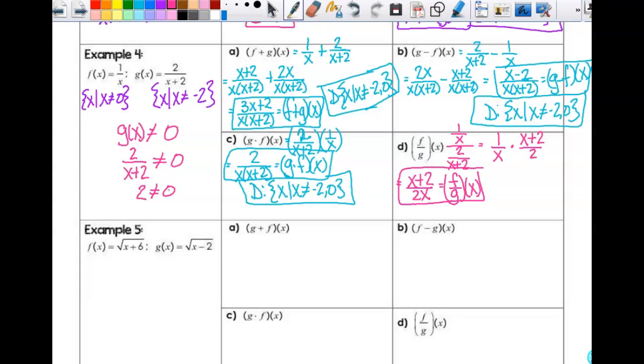2 cannot equal 0. That is so true. So basically, what it's saying is this function will never equal 0. There's actually an asymptote there, so it can't equal 0, so we're good. I don't add anything else, and my domain remains the same: the set of all x's such that x cannot equal negative 2 or 0.